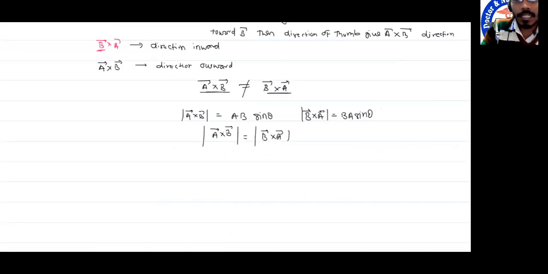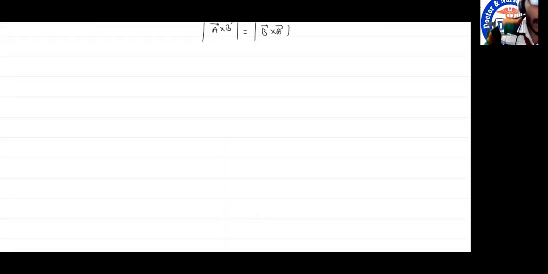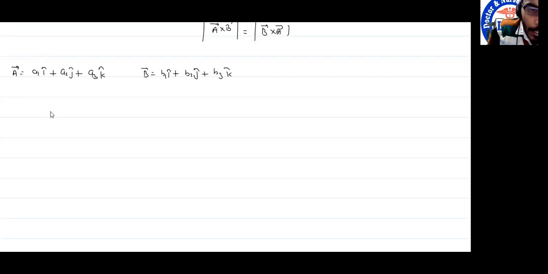Now let's suppose you are given a vector A that is equal to A1 i cap plus A2 j cap plus A3 k cap. And there is another vector B which is equal to B1 i cap plus B2 j cap plus B3 k cap. And now we want to find A cross B. So how can we calculate? We calculate by this method, that is called the determinant method.